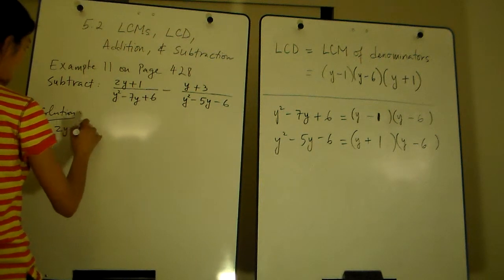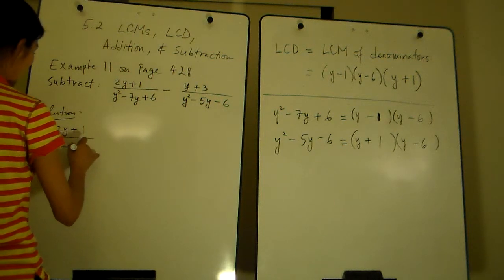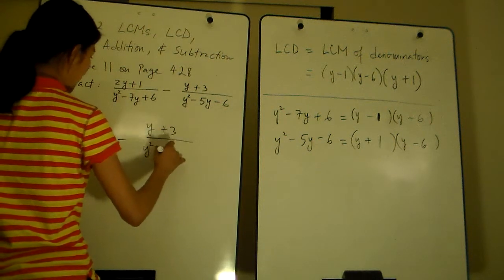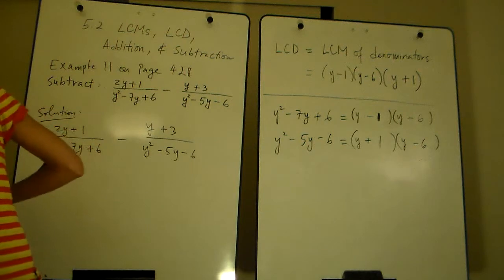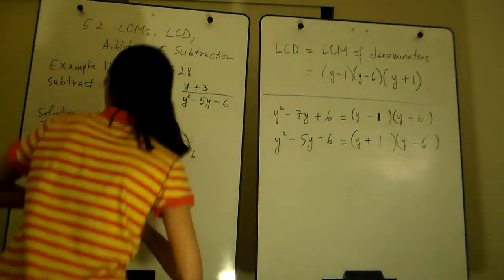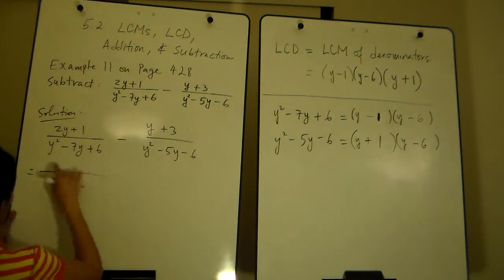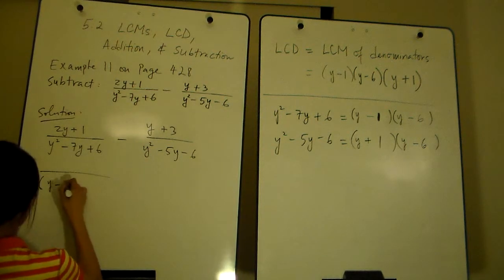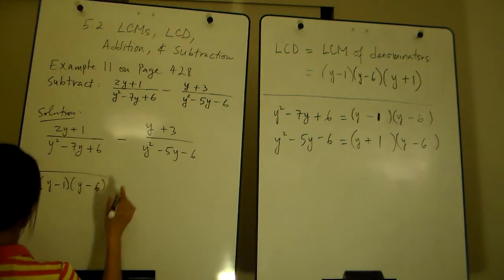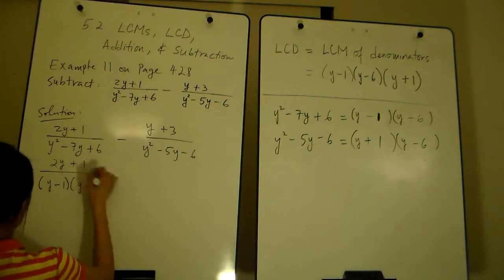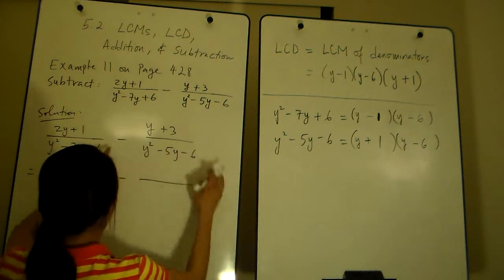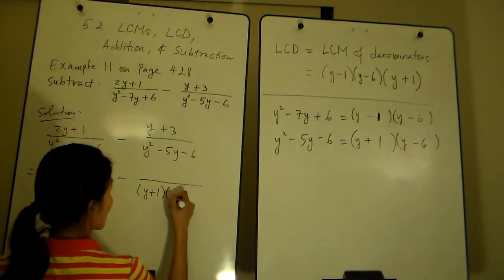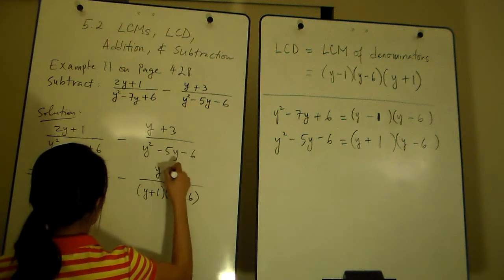Let me rewrite the original problem. y squared minus 7y plus 6 minus y plus 3 divided by y squared minus 5y minus 6. Okay, let me rewrite these denominators in terms of the factor form. So it becomes y minus 1 times y minus 6. Okay, rewriting the numerator. Again, I'm going to be writing the denominator right here in terms of factor form. So y plus 1 times y minus 6. The one on top is y plus 3.